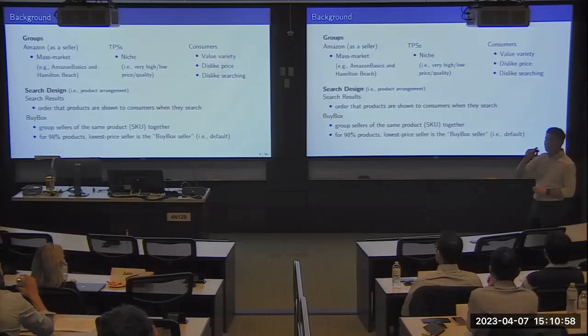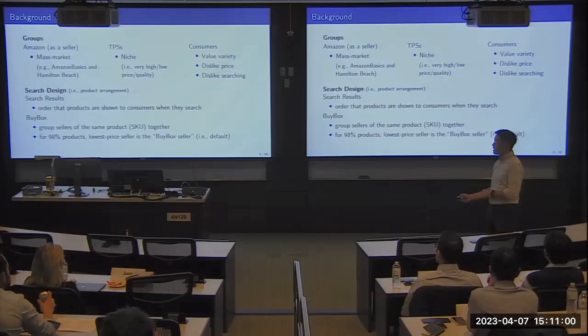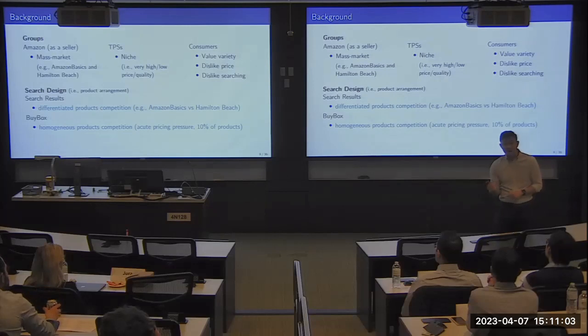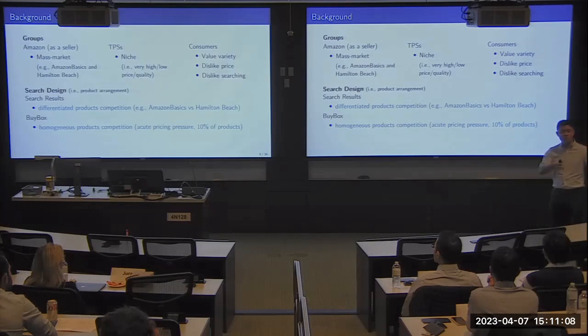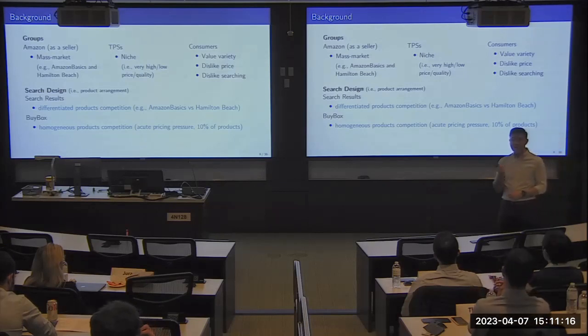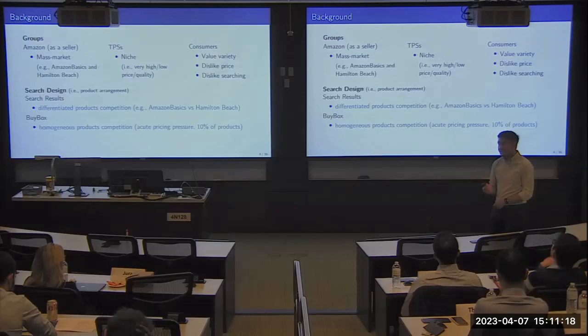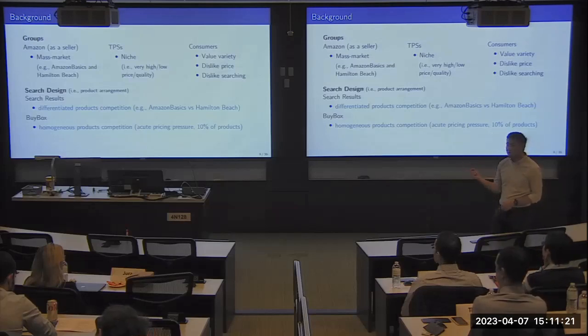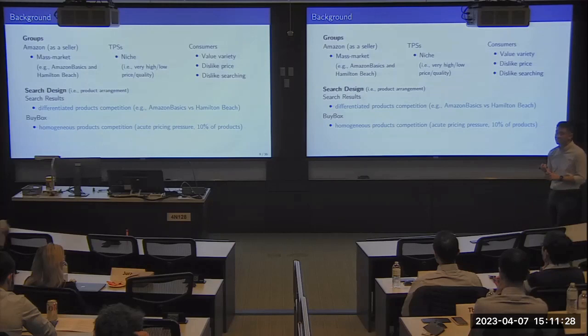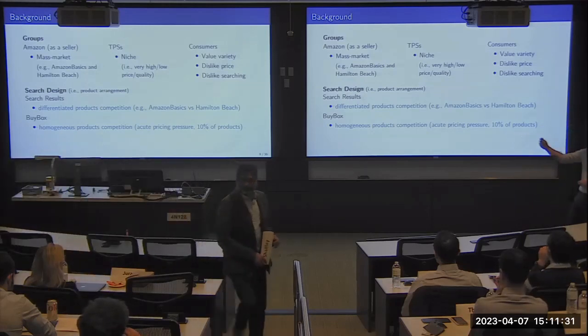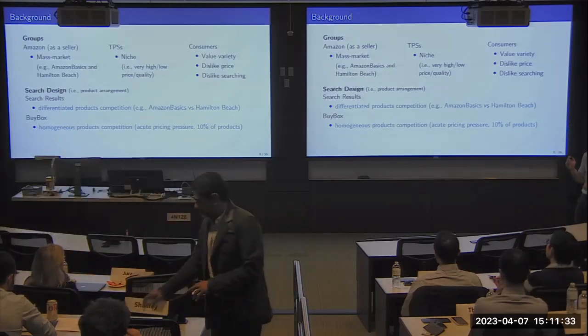Why do we care about these two particular search design features? The search results is where differentiated products competition happens. So when consumers are choosing between Amazon Basics and potentially a Hamilton Beach waffle maker, for example. And then the buy box is really important, even though consumers generally may not know about it. It's going to create very strong homogeneous products competition. And in fact, this is going to be really important for around 10% of products. Let me expand on these two platform search features.